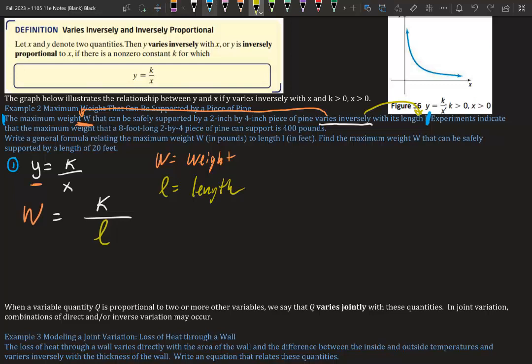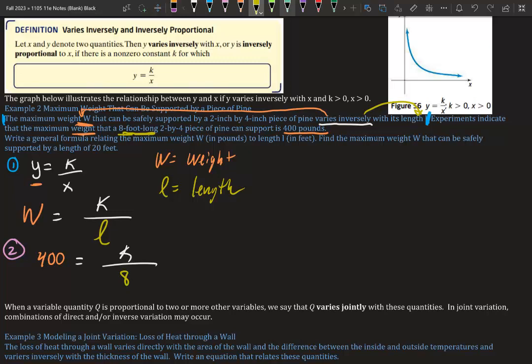All right, let's move on to our second sentence. Our second sentence, that's what sets up our K. So it told us experiments indicate that the maximum weight that an 8-foot long 2x4 piece of pine can support is 400 pounds. So we have the weight. It's 400. K is just K because we need to find it. And the length, it says the length of the wood, it's an 8-foot long. 2x4 is just the thickness of the wood. I don't care about that. We need the length of the wood, which is 8.